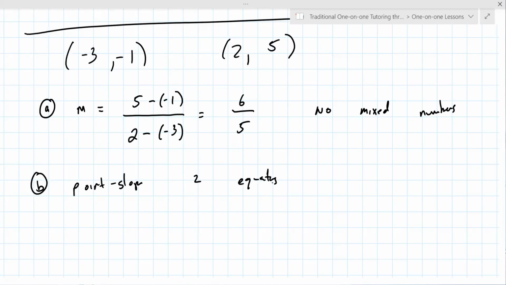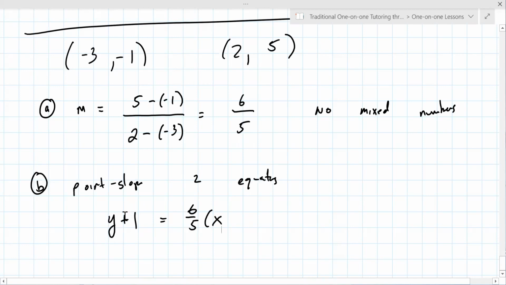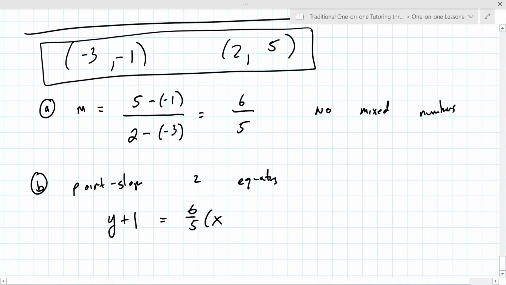Y plus 1 equals 6/5 x plus 1. I think I got the final number. So which point did you use for this first one? I used the 5 and -1. There's no 5. The points are up here. Oh, you'd use -3, -1, and 2 and 5. Yes. So give that another try here.